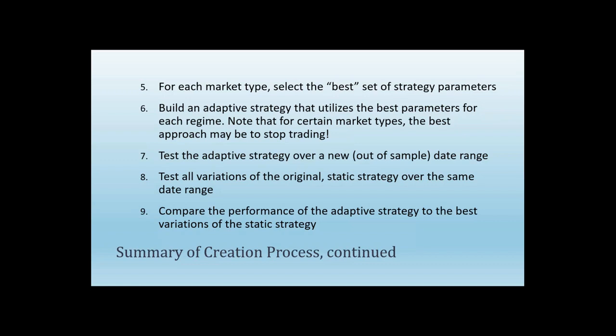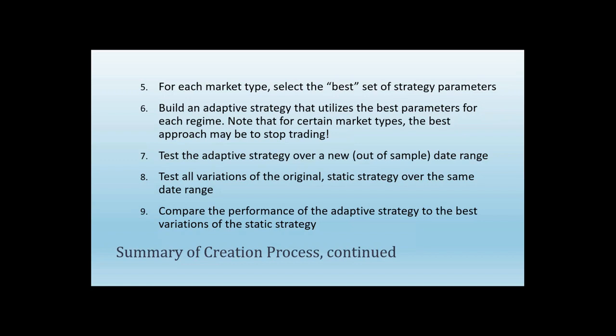But you may have other things that you like to look at. Some people like to look at Sharpe ratios. Some people like to look at how volatile their returns were, things like that. So there are lots of things that we could throw into the mix there. Once we've selected our favorite strategy parameters for each market regime, we're going to build an adaptive strategy that basically changes our parameter values depending on what the current market type is.